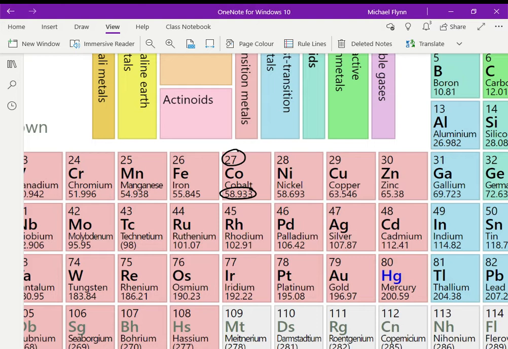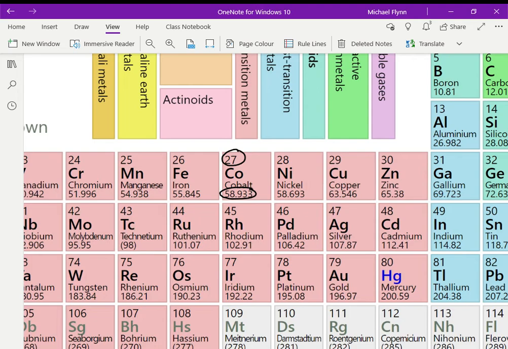Now, you can have an isotope of cobalt that has either fewer neutrons or more neutrons. It depends. But this is the most common isotope, which means, remember, iso means same, tope means type. So if you have 27 protons, you are cobalt, but you can have a different number of neutrons.